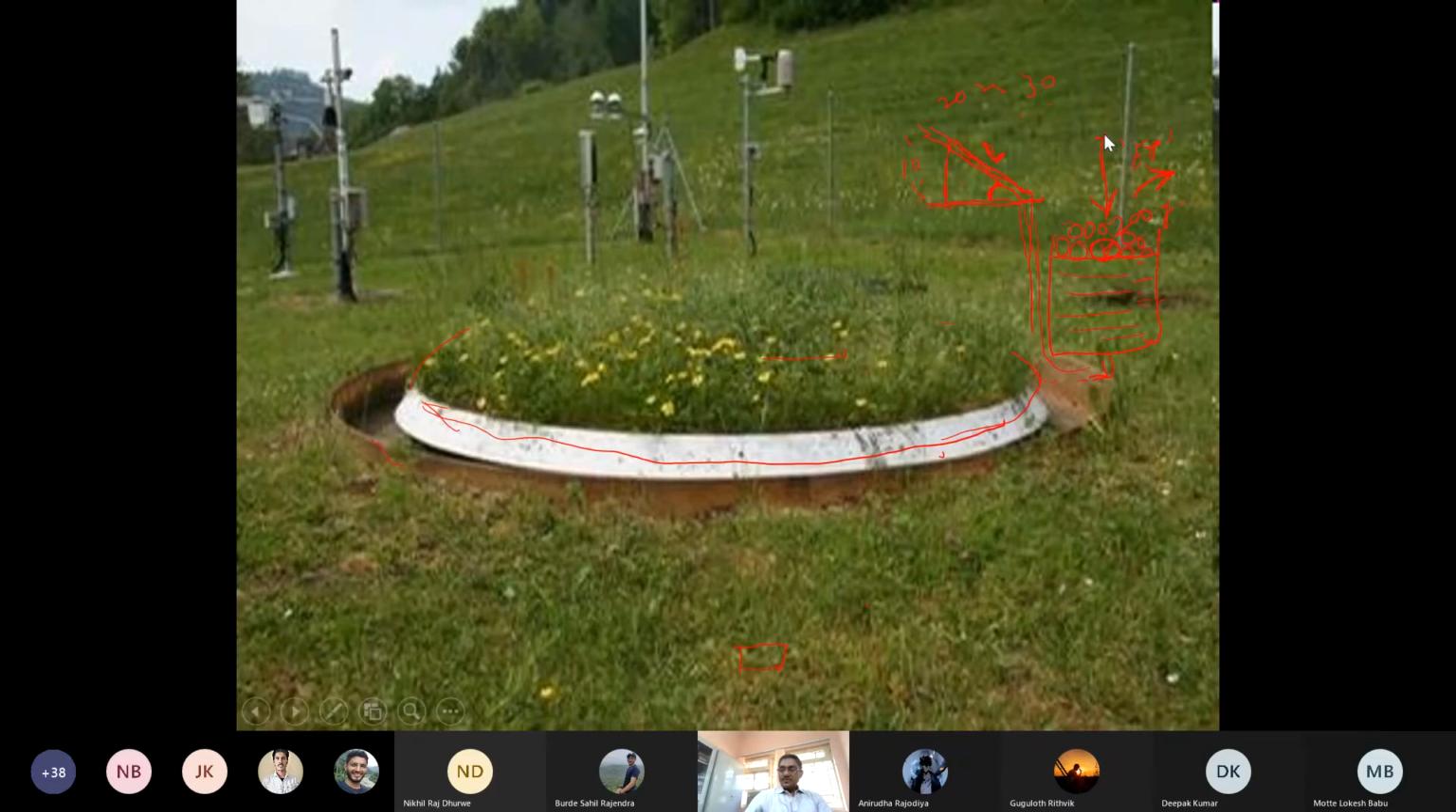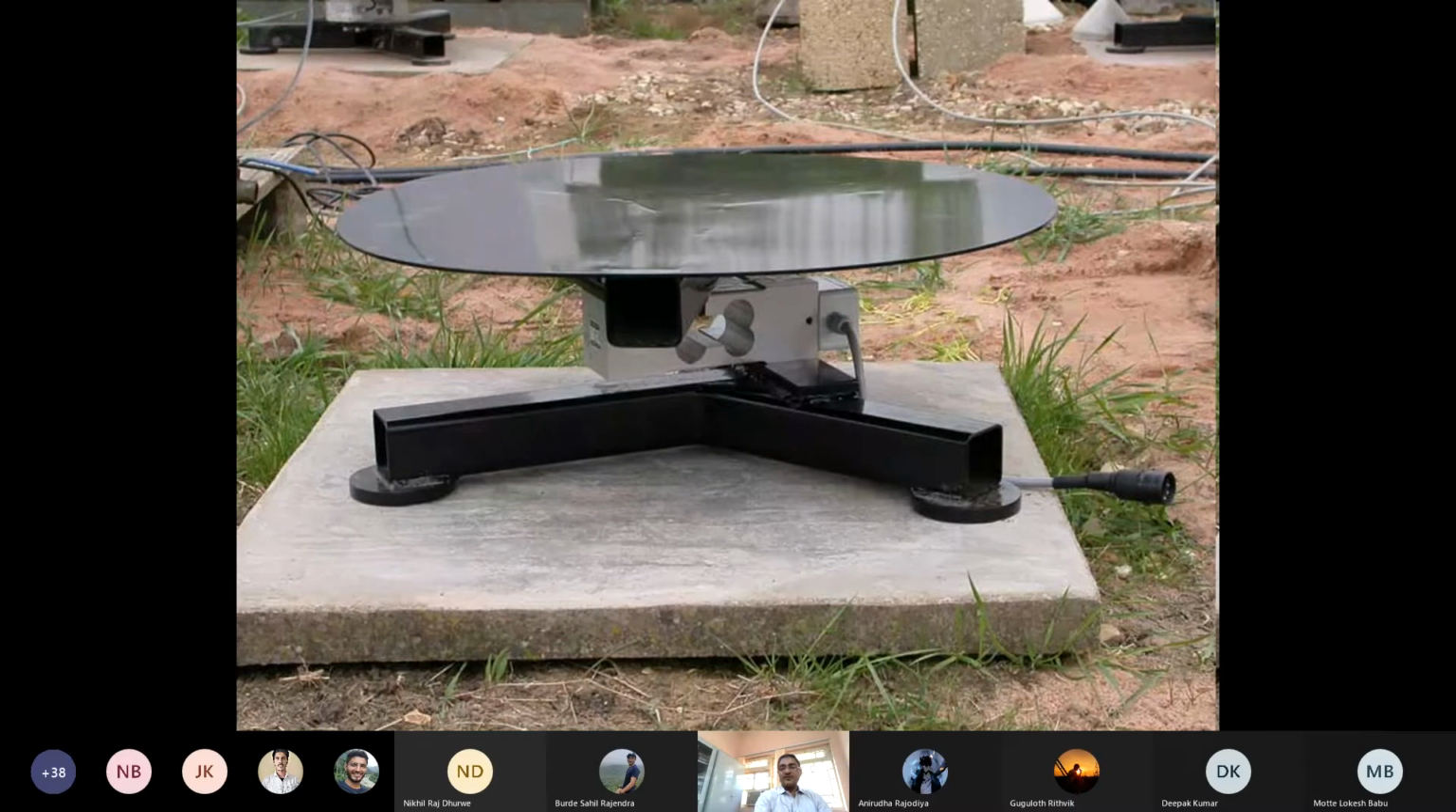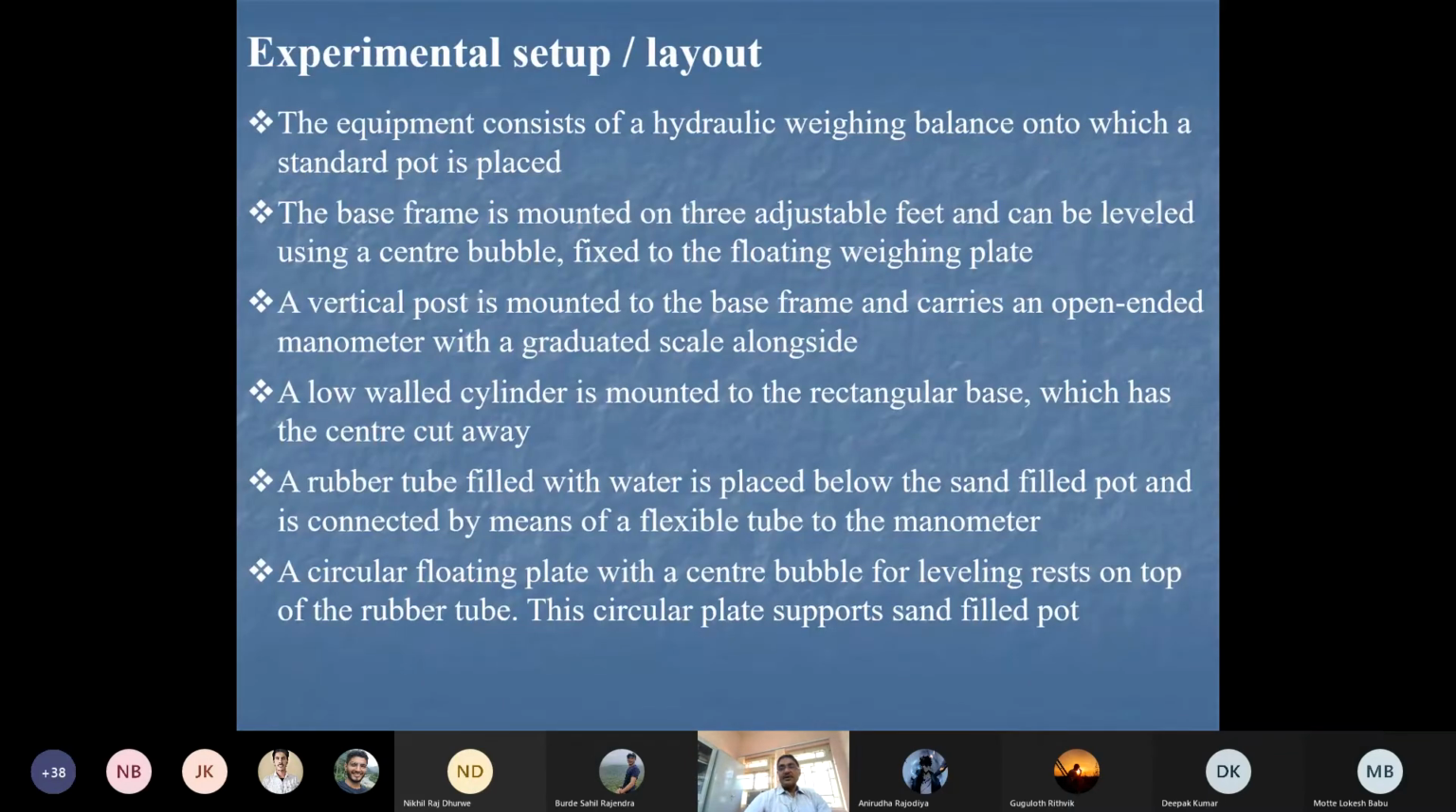Now this is in more detail how it is fitted. This is the bottom. This is the weighing platform. We can have a plate and put a container here which is filled with the same soil as in the field, to grow the crop or plants and find out how much water is used within this area, so that we can estimate the actual loss of water as evapotranspiration from the field. Now the experimental layout, how it will be fitted, is shown in the video I have shared with you.